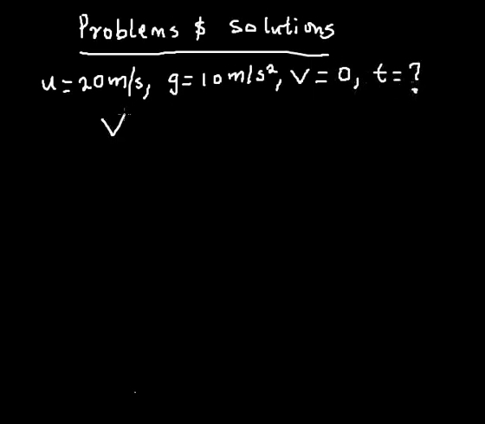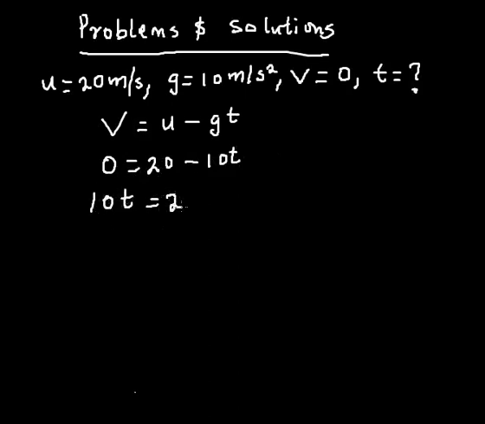The first equation we use is v equals u minus gt. Remember, I'll use minus gt because g is negative. So here I have 0 equals 20 minus 10t. Rearranging my equation, 10t is equal to 20. So my t is equal to 20 divided by 10, which of course is 2 seconds. My t is 2 seconds.